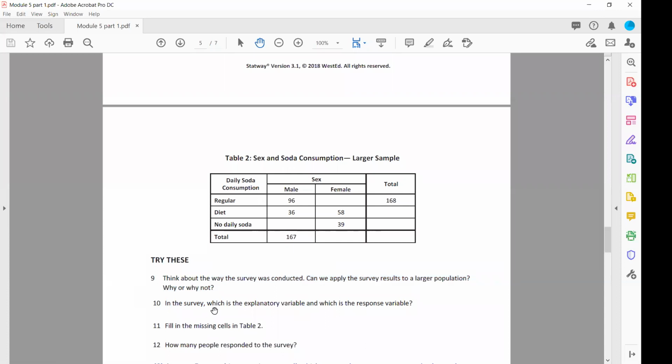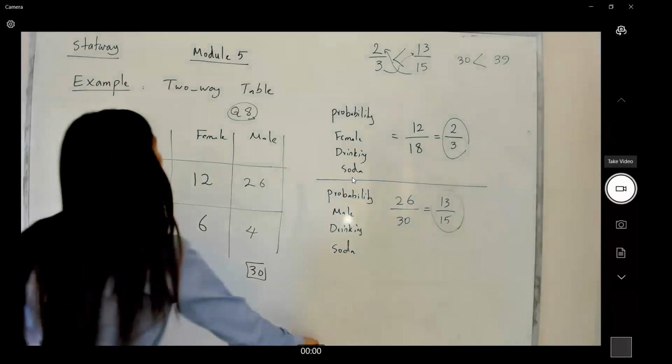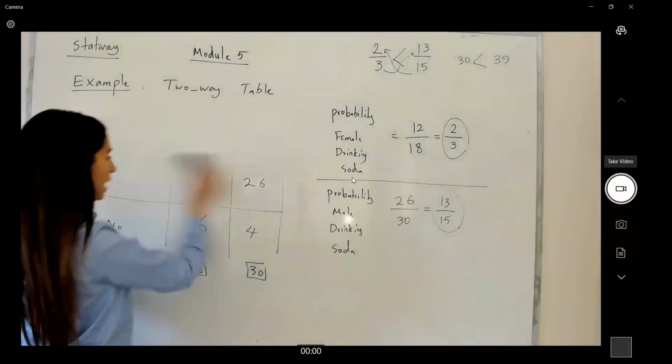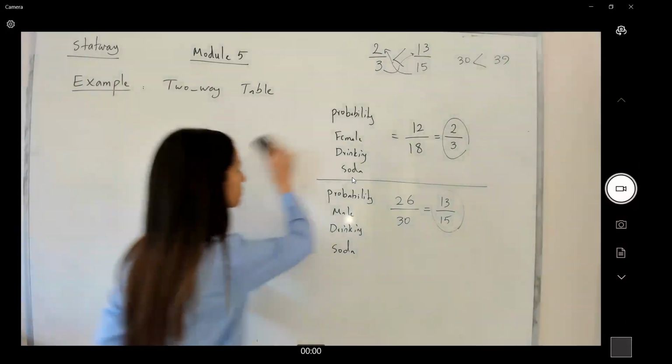10, in the survey, which is the explanatory variable and which is the response variable? 11, fill in the missing cells in table 2, this table. And how many people responded to the survey in total? Let's go to the board and write down this table here. So we are adding more categories.